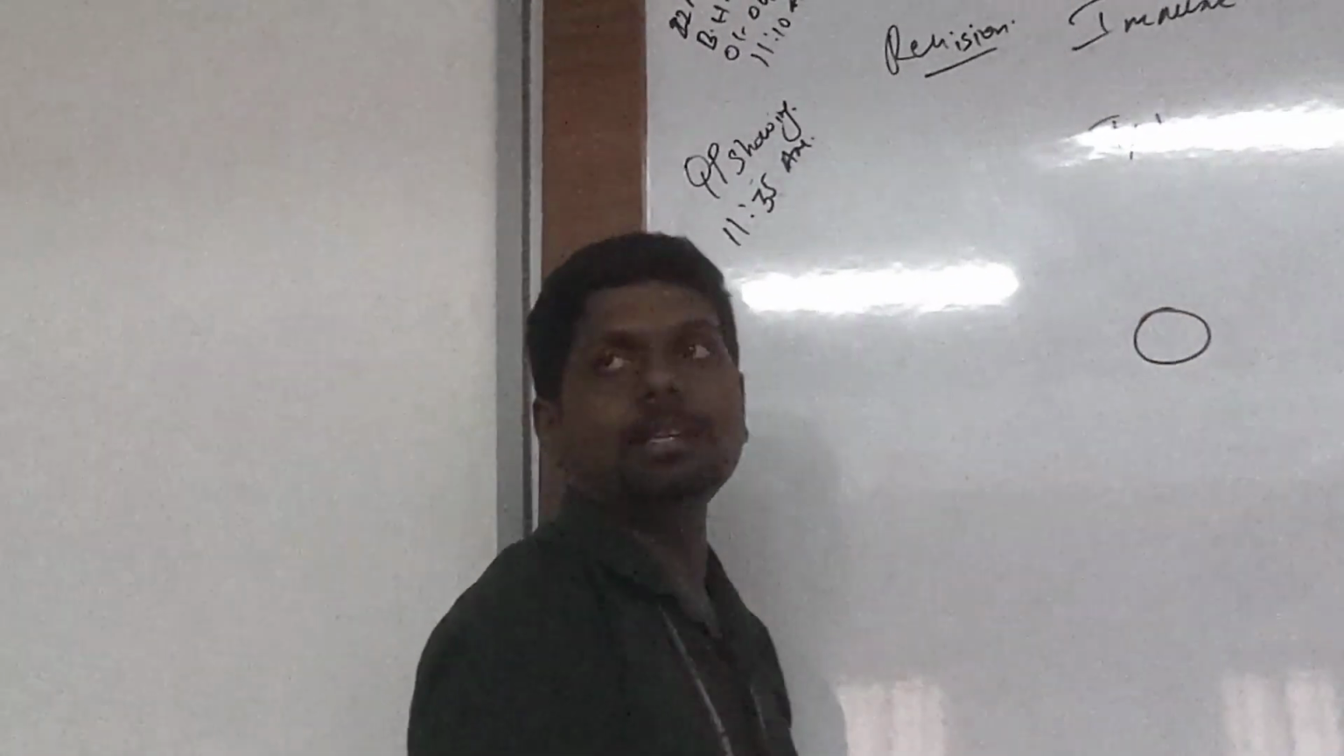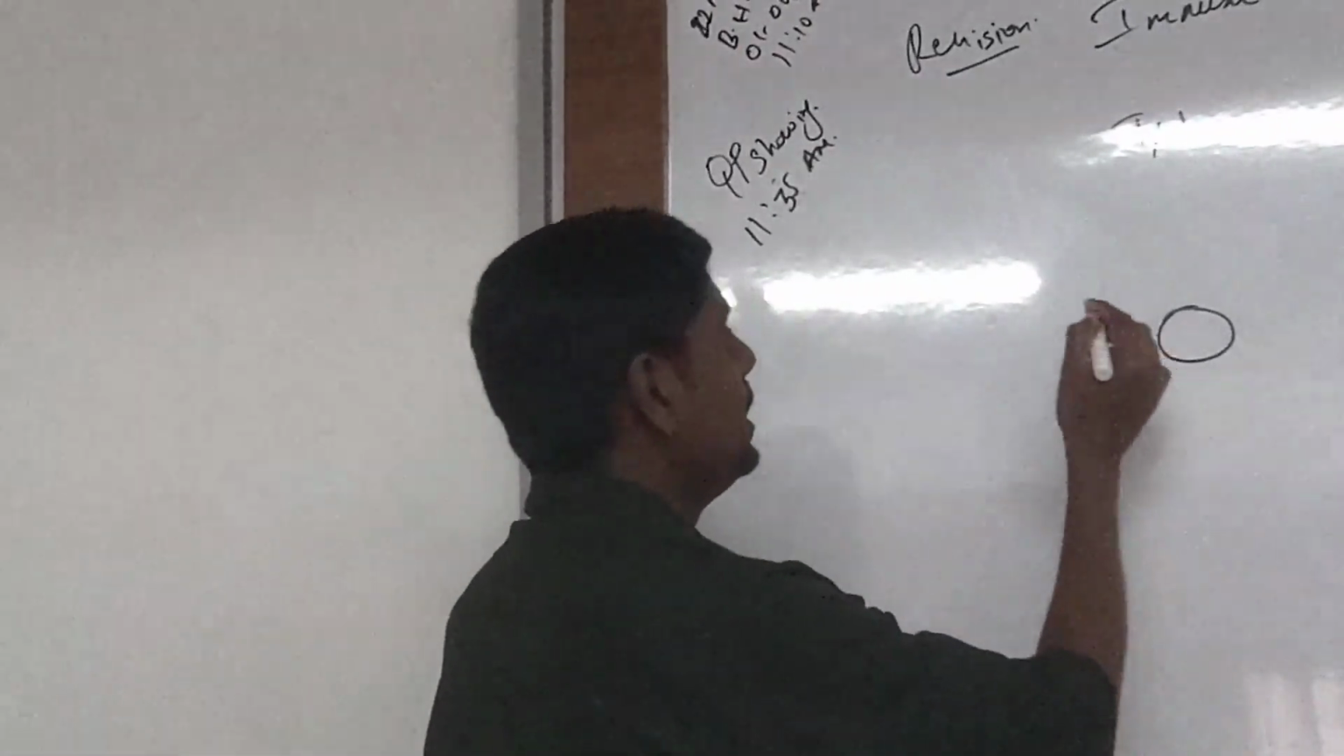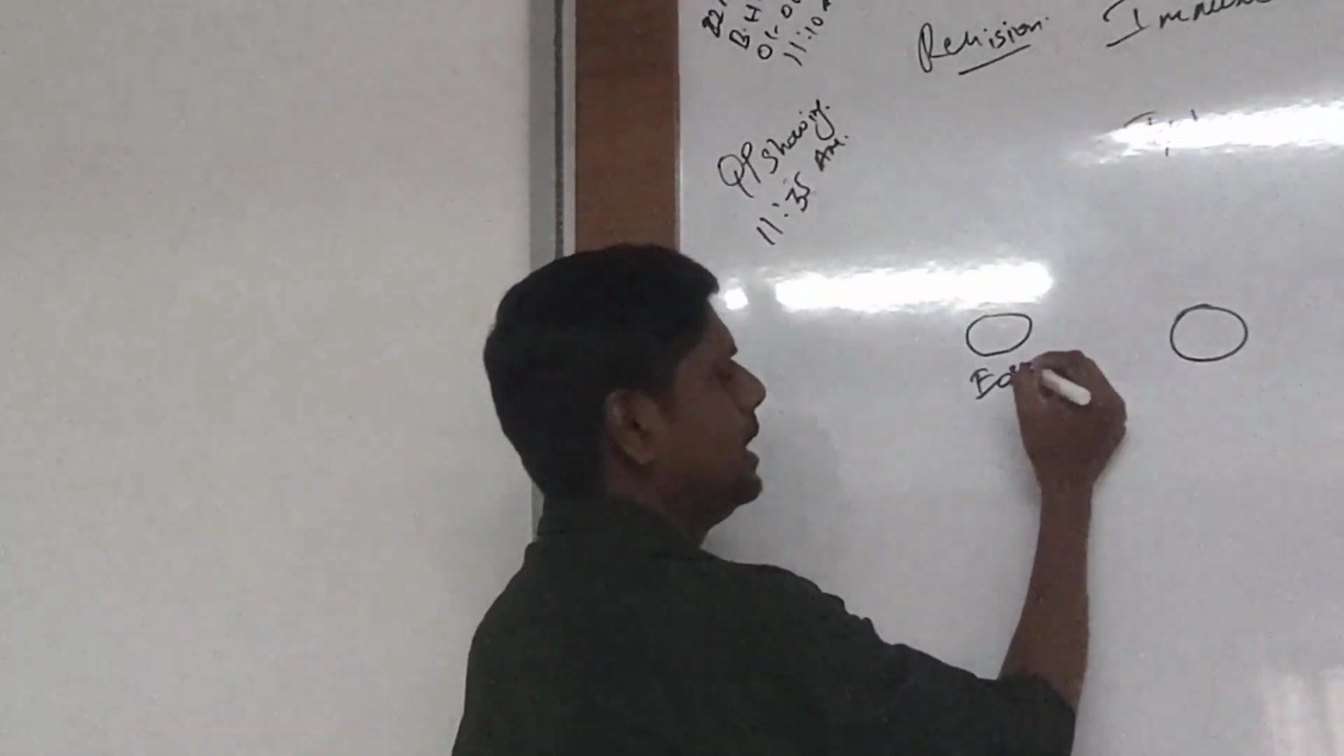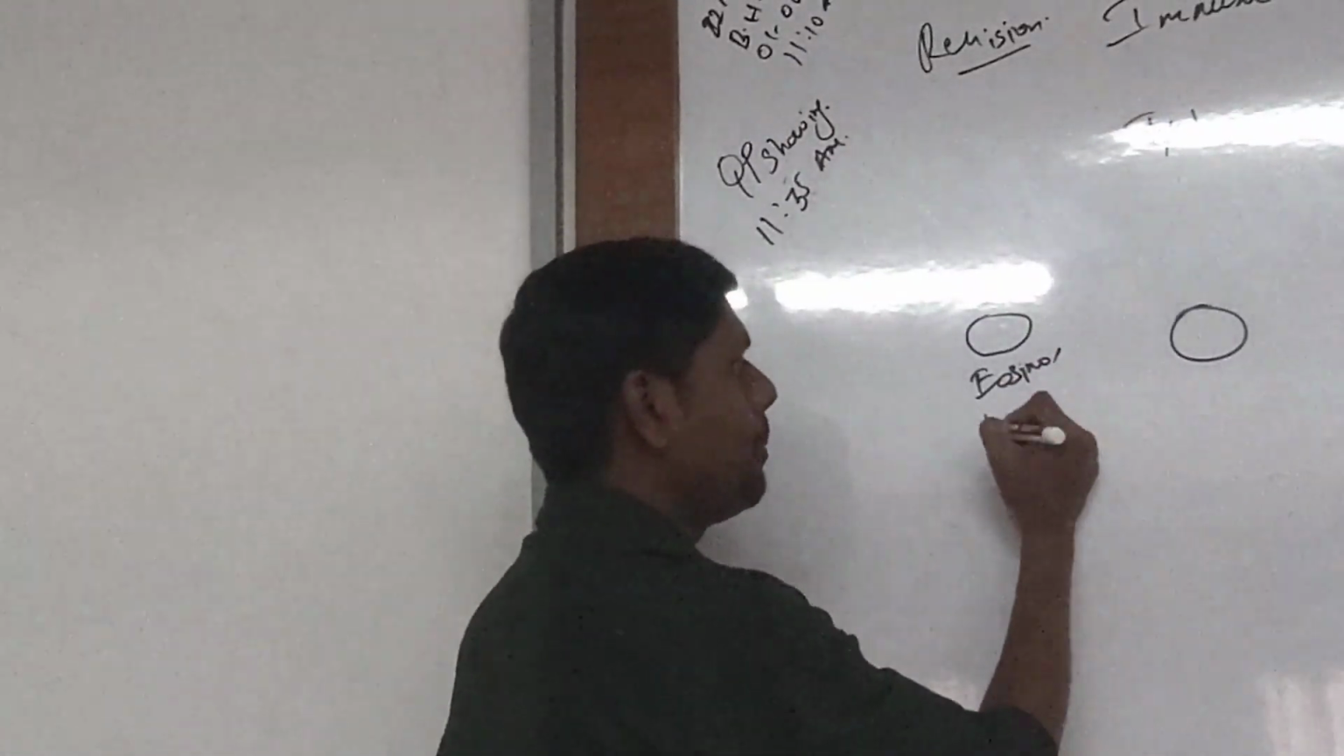So in type 1, what happens is, there is a cell called eosinophil, and also we have mast cell.